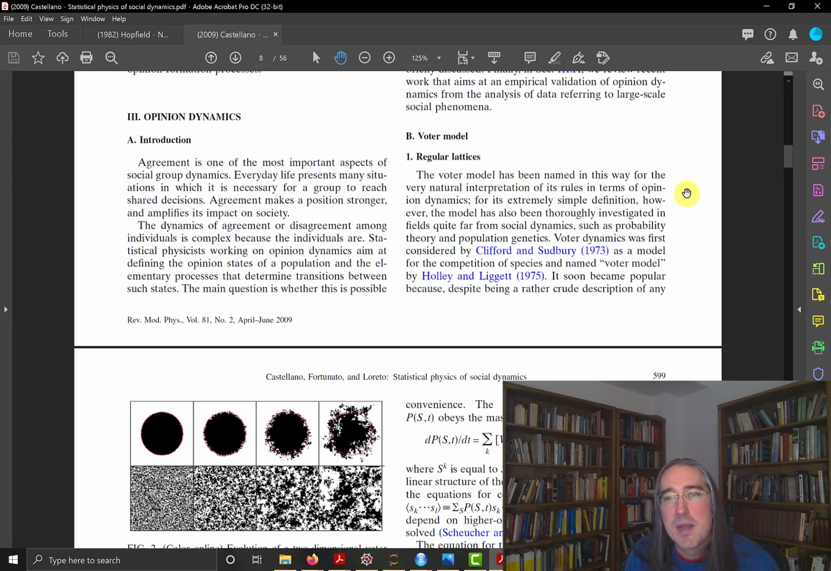Anyway, so we've got two opposite opinions. And the dynamic here is we randomly pick a person, we'll say, on the lattice, and we randomly pick one of their neighbors. If they have the same opinion as their neighbor, then they stay the same. If they've got a different opinion than their neighbor, they switch. That's it.